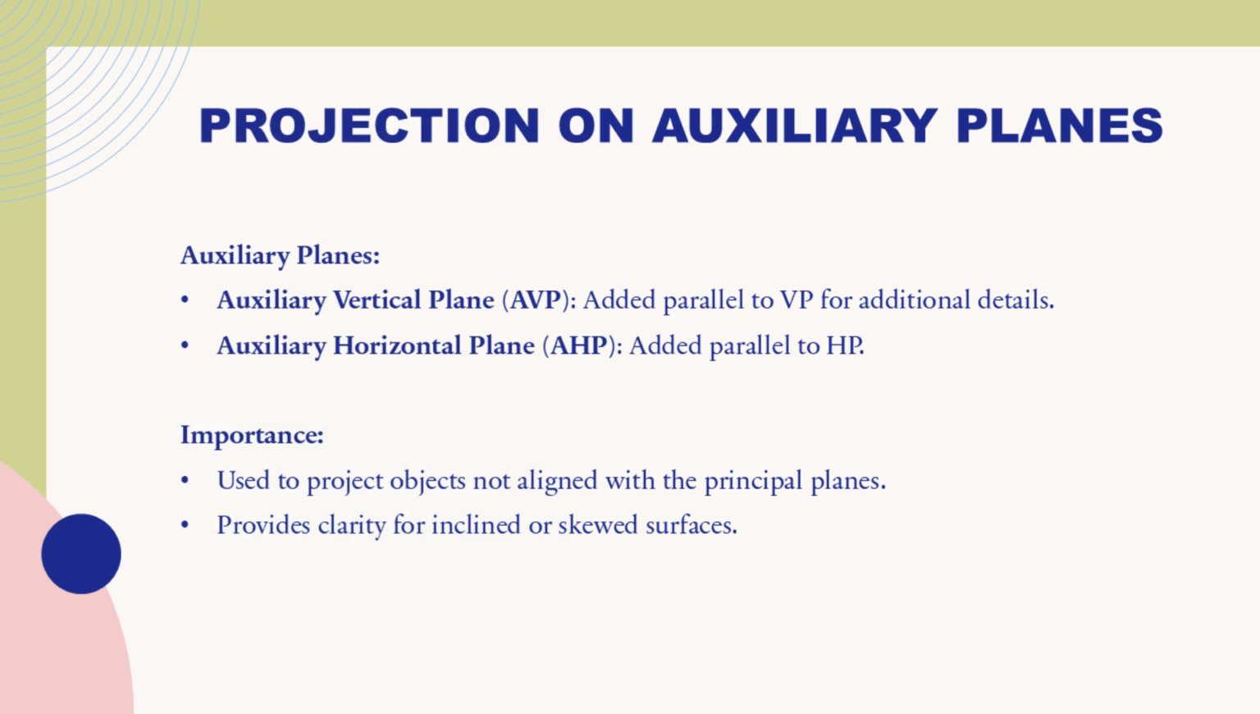Sometimes, standard horizontal and vertical planes aren't enough to fully represent an object. Enter auxiliary planes, additional projection surfaces parallel to the main planes. These help engineers project objects not aligned with principal planes, providing clarity for inclined or skewed surfaces. By introducing these supplementary perspectives, we can capture geometric details that might be invisible in standard projections.